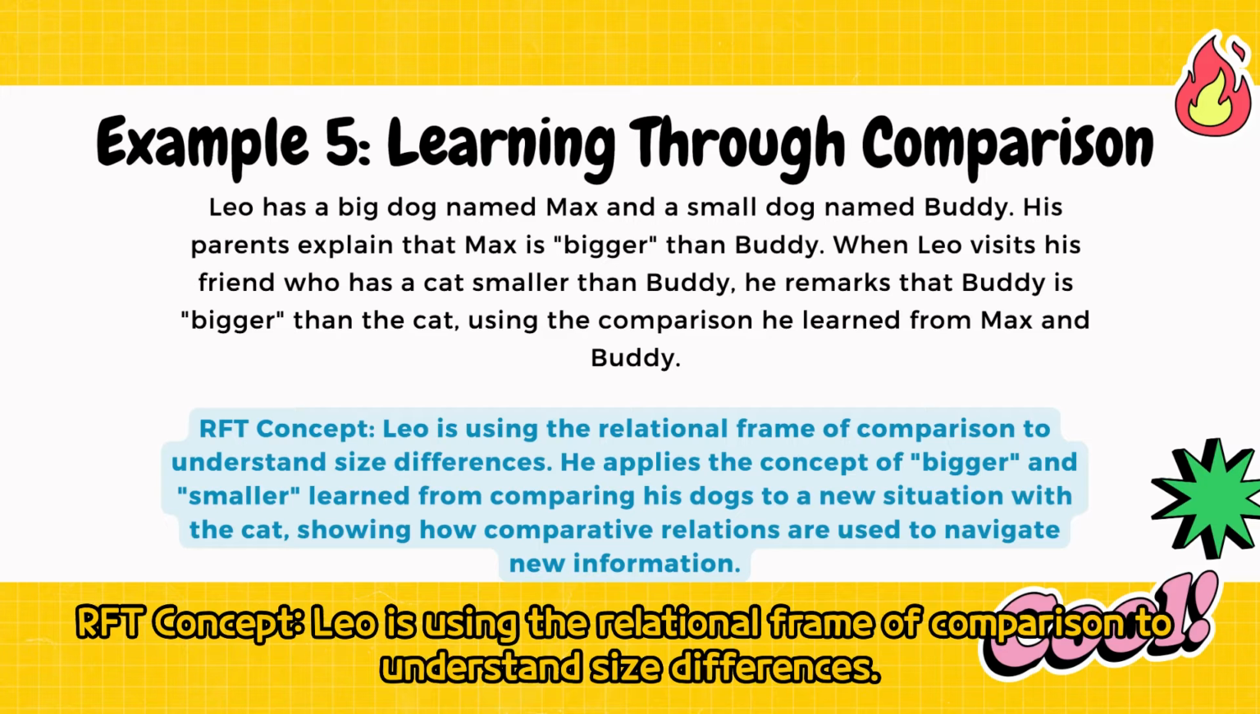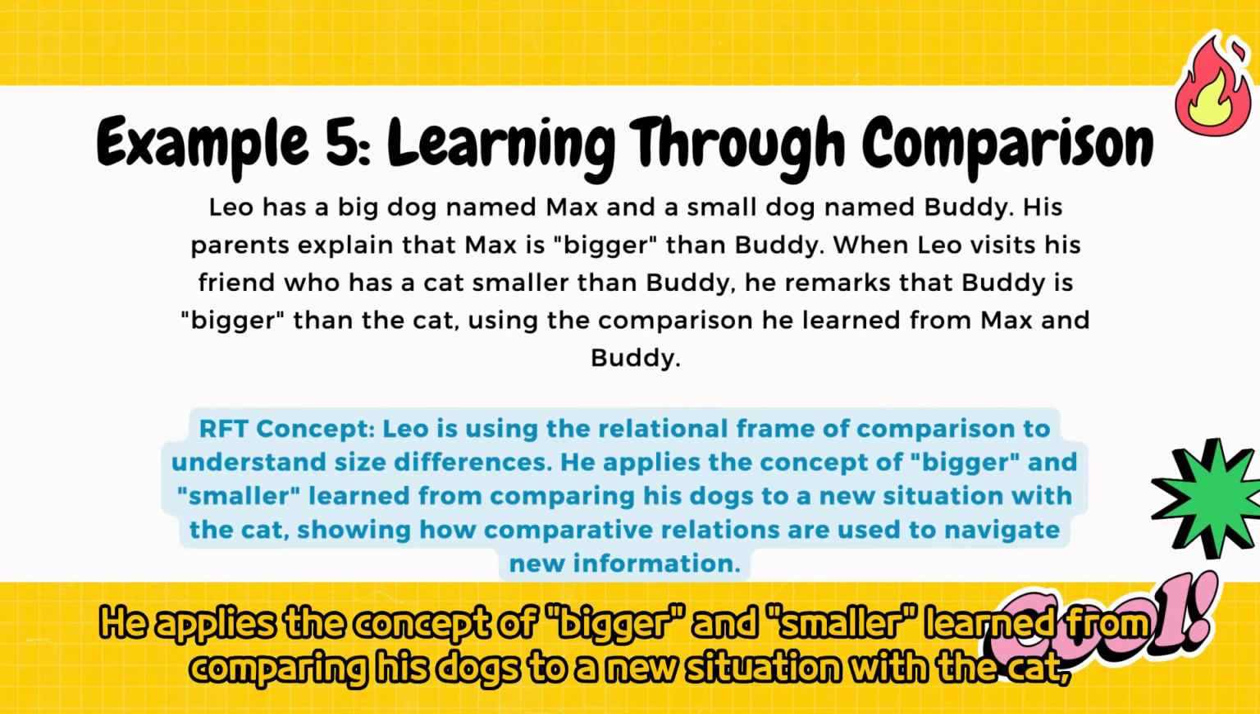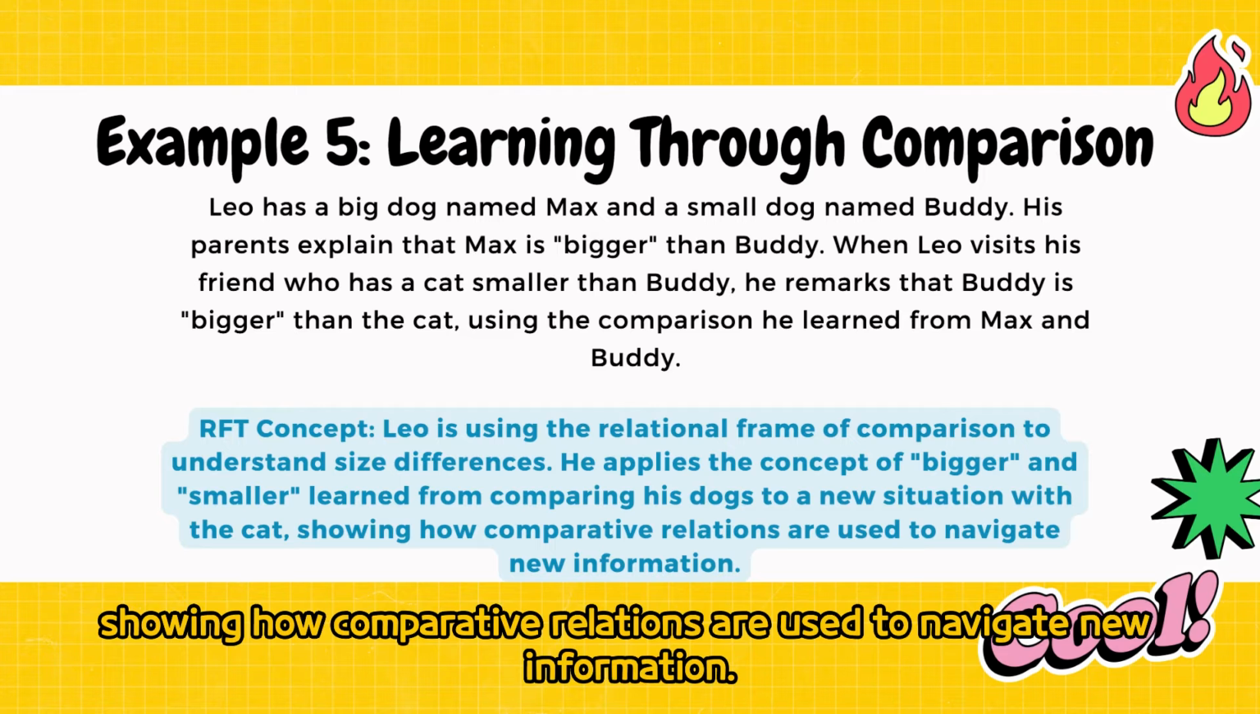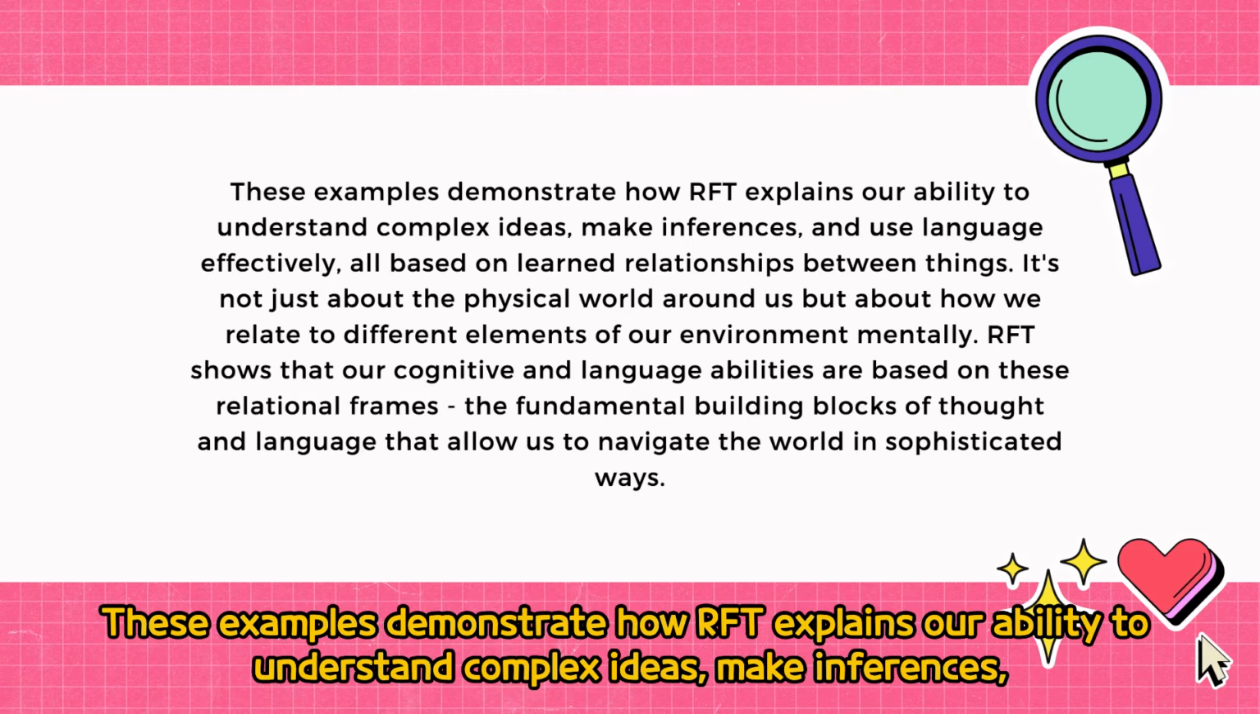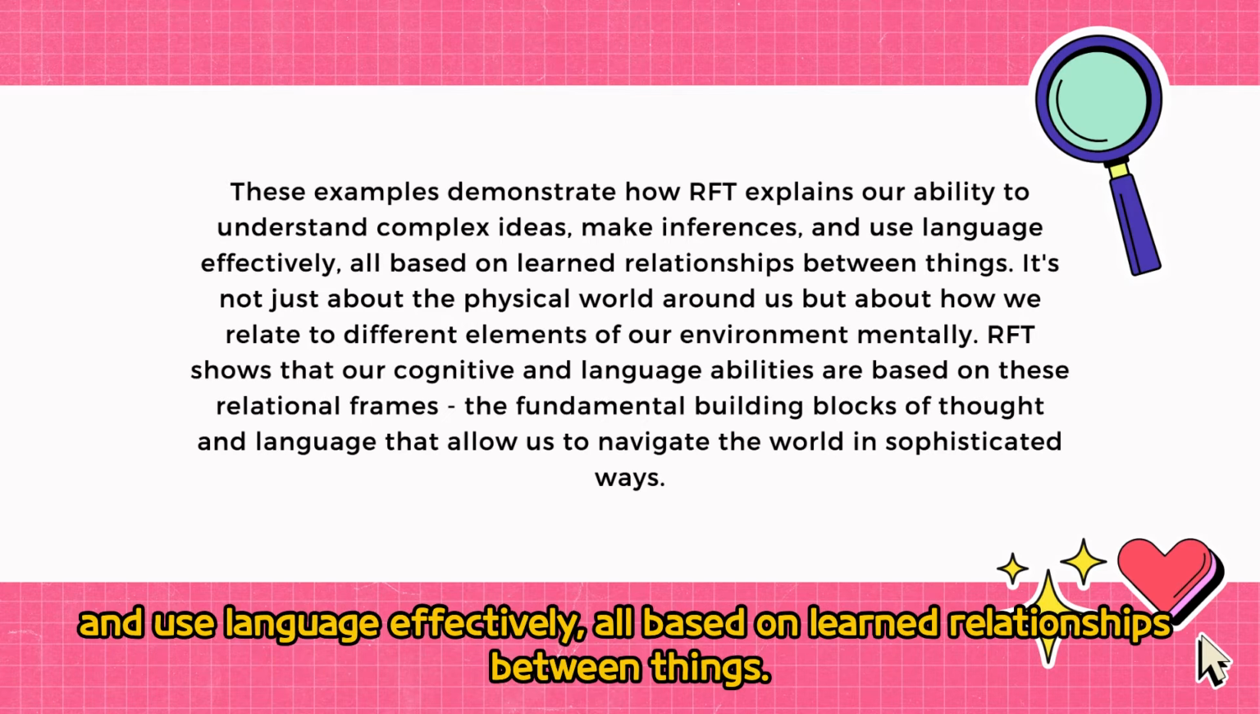RFT concept. Leo is using the relational frame of comparison to understand size differences. He applies the concept of bigger and smaller, learned from comparing his dogs, to a new situation with the cat, showing how comparative relations are used to navigate new information. These examples demonstrate how RFT explains our ability to understand complex ideas, make inferences, and use language effectively, all based on learned relationships between things.